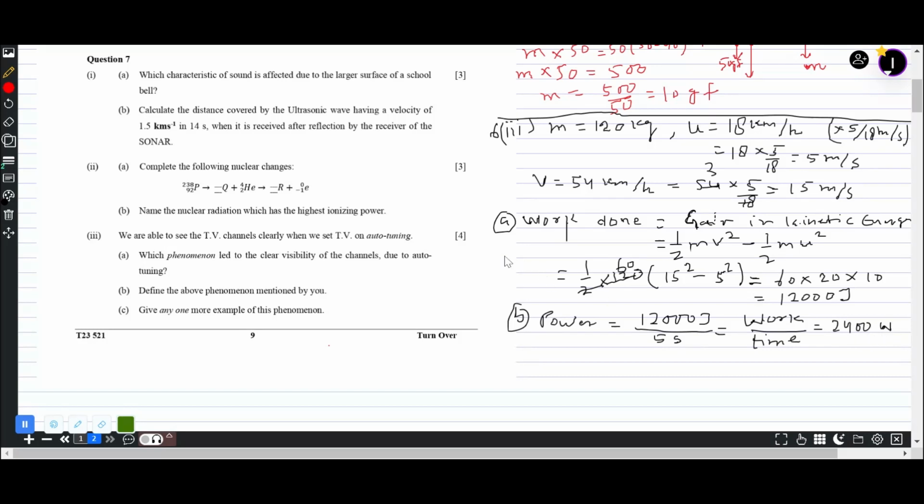Correct? Now we are moving on to question 7 part 2. So this we will do. Again I will put a mark here. This is done. We should use different colors. So question number 7 part 2. Part 2a. Complete the following nuclear changes.